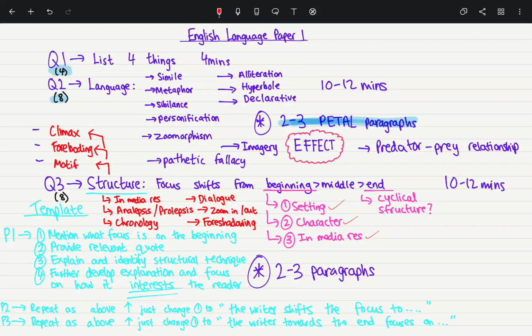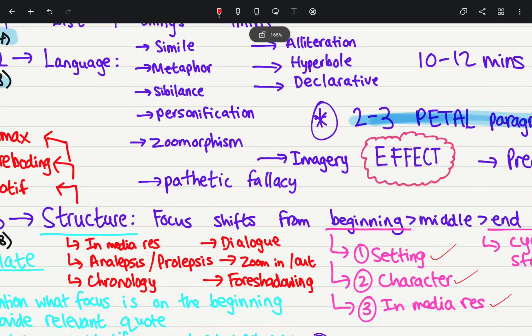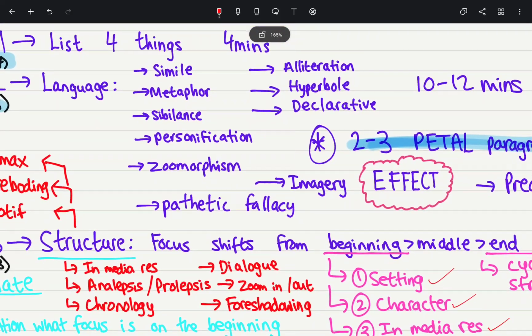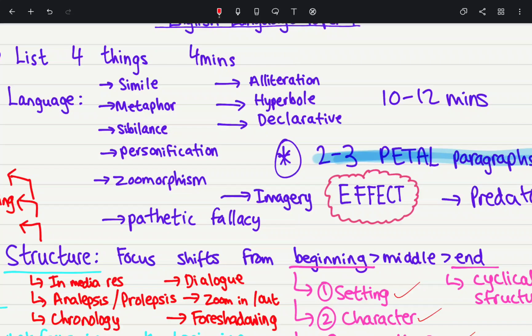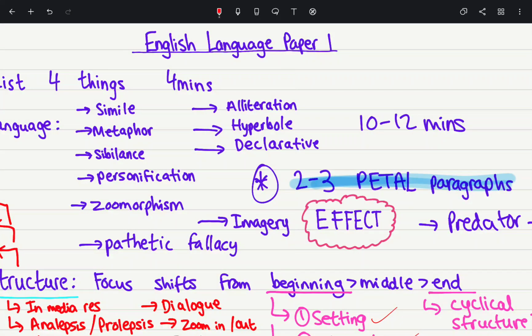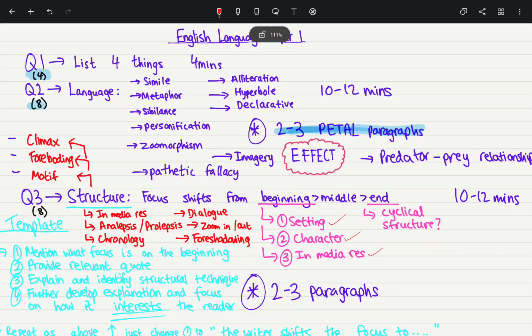One thing I can tell you for sure is that my prediction is for the insert for Monday, you will find some of the following techniques, and it's always there, to be honest. So you'll find simile, metaphor, sibilance, personification, zoomorphism, pathetic fallacy, imagery, a declarative, hyperbole, and alliteration. So you can pick out at least 2 to 3 of these and use them to write your petal paragraphs.